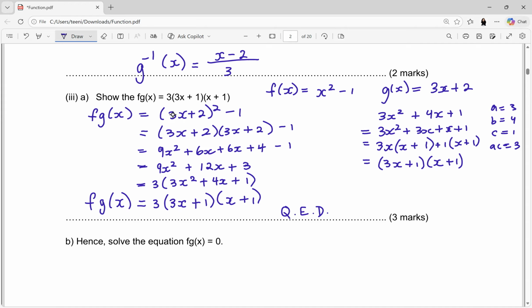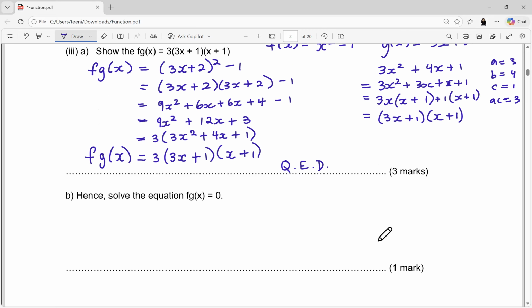So I've shown it. And that's 3 marks, right? It is 3 marks because it's quite a layered question. You first needed to find your expression for f of g of x. And then you had to simplify it. But not only did you have to simplify it, you would have had to recognize that you could factorize the quadratic to get it to look like what they're asking you to show.